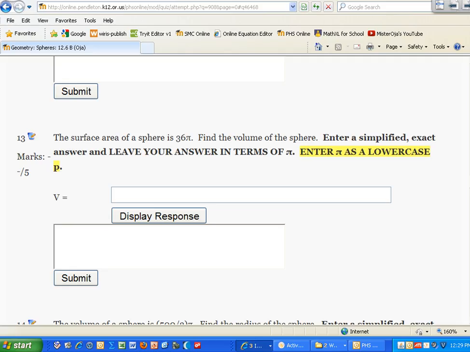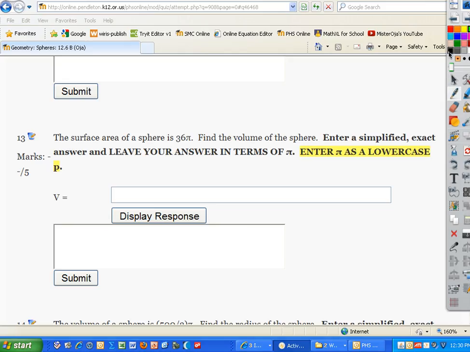Now, where are we going to get the radius? Well, they give us the radius indirectly. If they tell us the surface area of the sphere is 36 pi, what was our formula for surface area of a sphere? Remember?